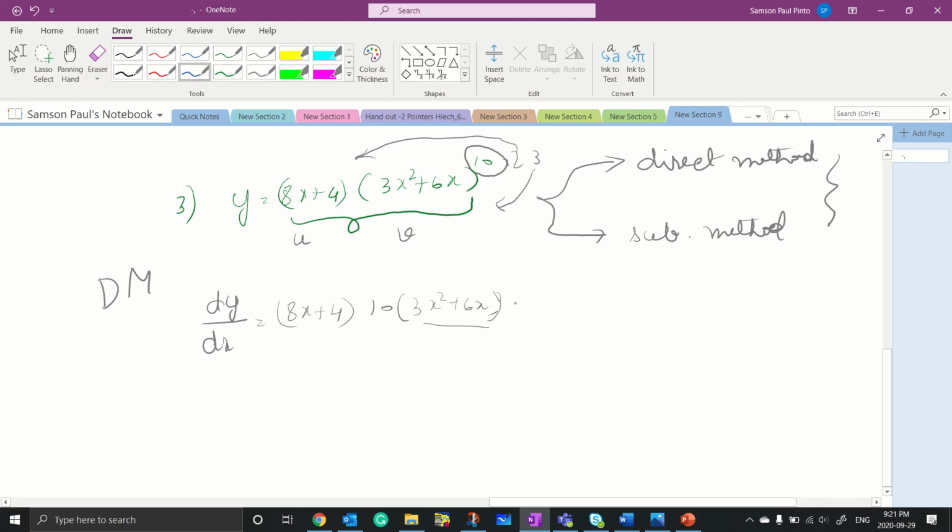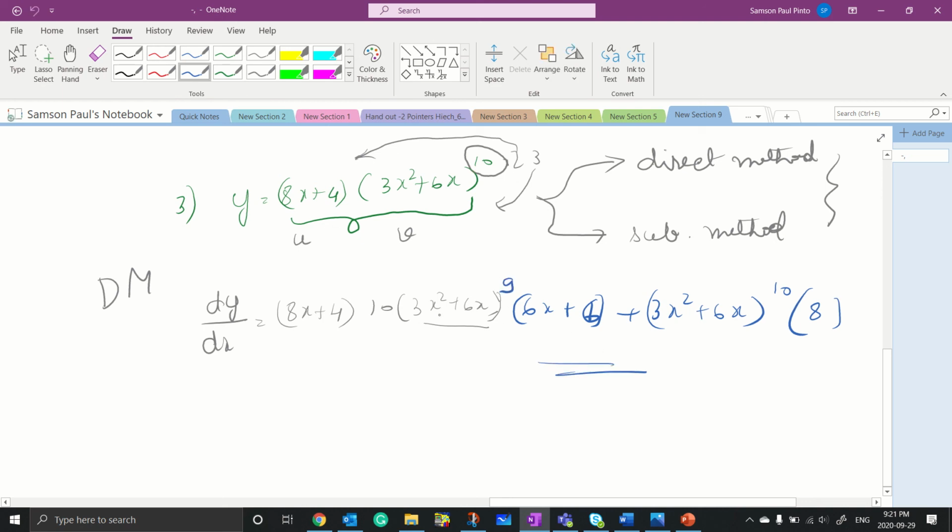That is nothing but 3 twos are 6x plus differentiation of 6x is 6, and differentiation of x is 1. Plus this term (3x square plus 6x)^10 into differentiation of 8x plus 4, which is 8, and we are done. Here I missed a 9, I'm sorry.